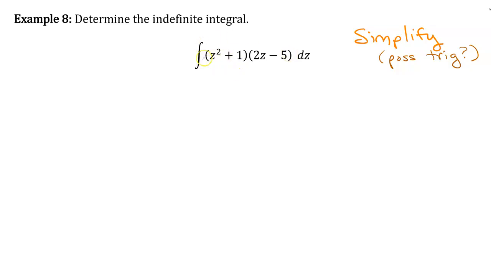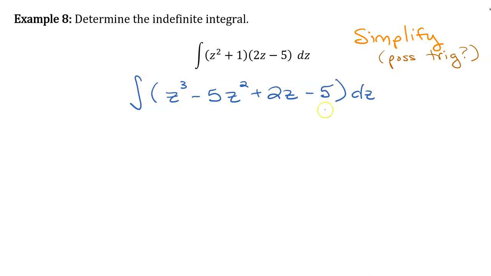So, first thing is I'm going to multiply z squared plus 1 times 2z minus 5. You can use any method you wish. FOIL has been around forever, but there are other methods like the box method, or the rainbow method. Pick one. As long as they don't specify the method, you have your options. Choose what makes most sense to you. But once we have expanded it, we can integrate.